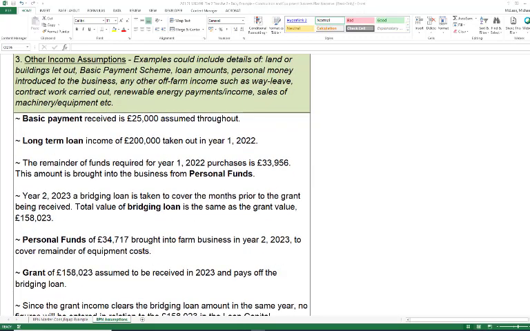In terms of other income assumptions, examples include details of land or buildings let out, basic payment scheme, loan amounts, personal money introduced to the business, any other off-farm income such as way leave, contract work carried out, renewable energy payments income, sales of machinery, equipment, etc.